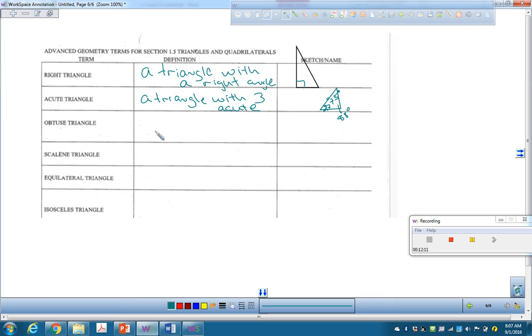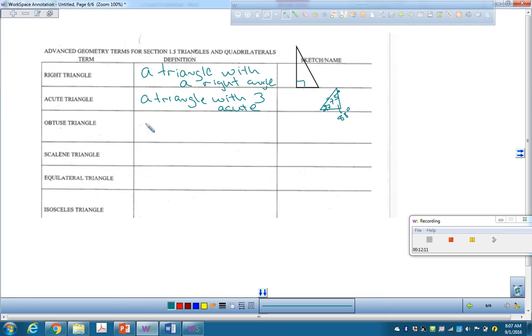You probably already know how many degrees are in a triangle. Who knows how many degrees are in a triangle? Go ahead. 180. Yeah, so we don't know that yet, but we're going to discover that. Okay, who can tell me what an obtuse triangle is? Who gave me that first answer? And then George gave me the second answer. Who's got the third answer for me? Go ahead, Drake.